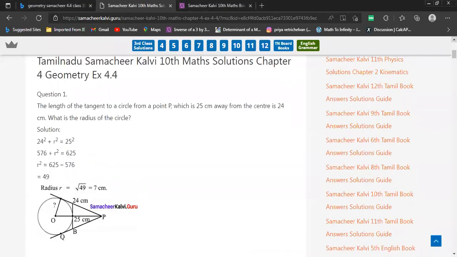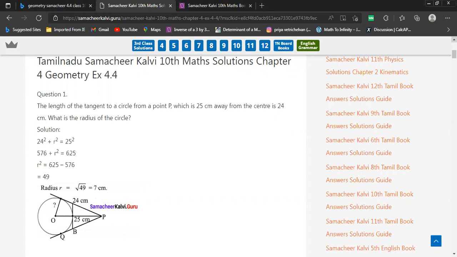Okay, so it's geometry exercise 4.4. Question number 1. The length of the tangent to a circle from a point P, which is 25 centimeter away from the center, is 24 centimeter. What is the radius of the circle?